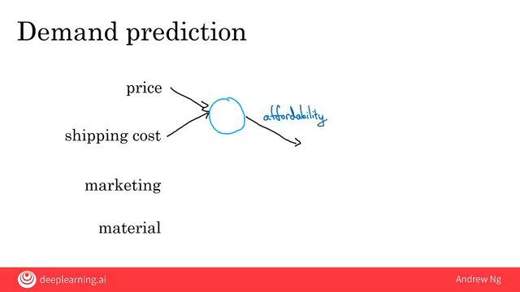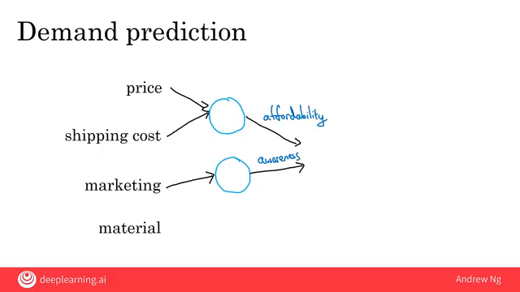A second thing that will affect the demand for your t-shirts is awareness. How much are consumers aware that you're selling this t-shirt? So the main thing that affects awareness is going to be your marketing. So let me draw here a second artificial neuron that inputs your marketing budget, how much you spent on marketing, and outputs how aware consumers are of your t-shirt.